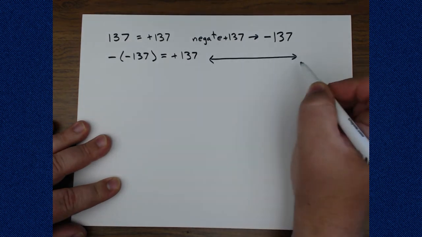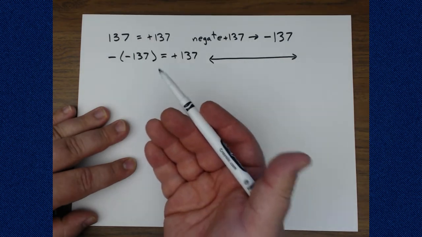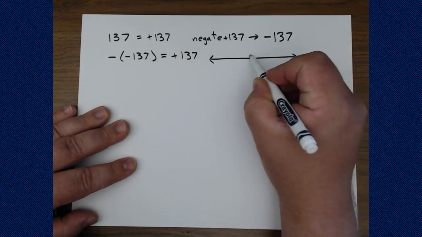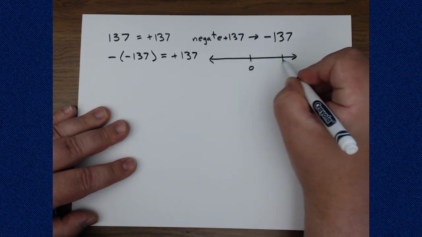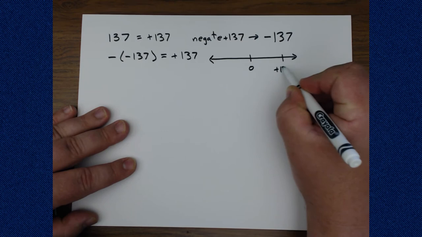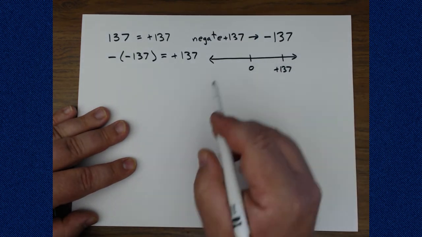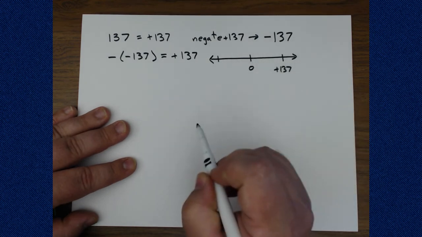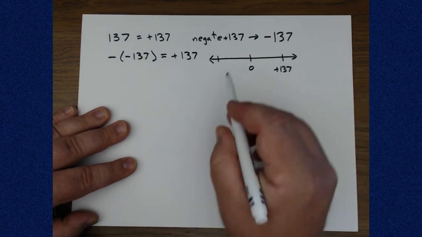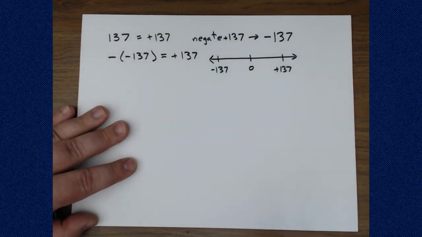Now, this also gives us a little bit of insight into our basic understanding of what signed magnitude representations are, because this in decimal is effectively a signed magnitude representation. So here's a number line that has 0 in the middle, and somewhere over here is positive 137. To the left of this, the same distance away, at least as best as I can draw it, but in the opposite direction from 0, is negative 137.